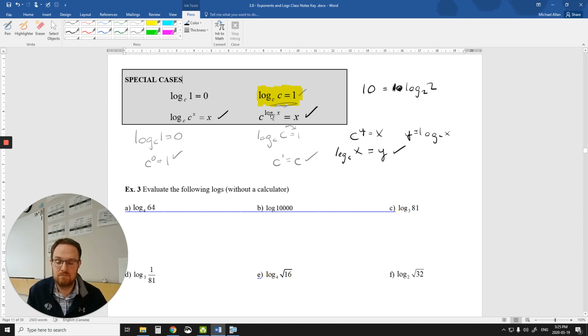Now it's not as useful, but sometimes it pops up. Sometimes you will see that where that little exponent can pop out, or this inside the log can also pop out.